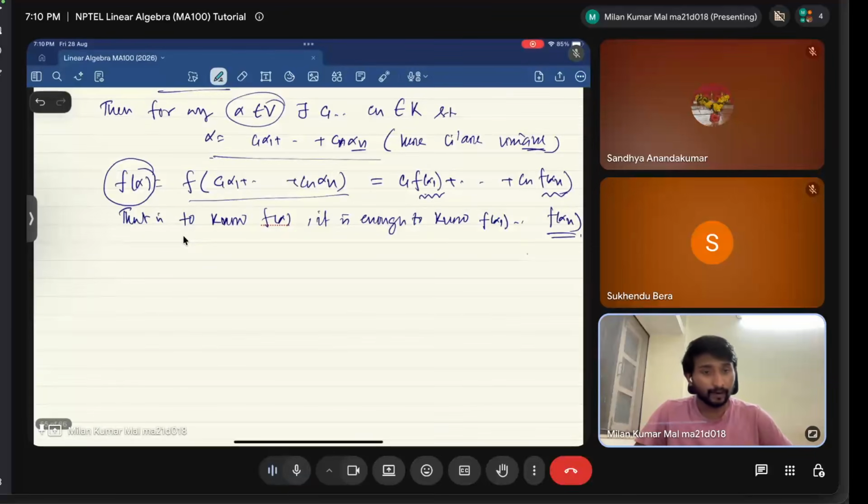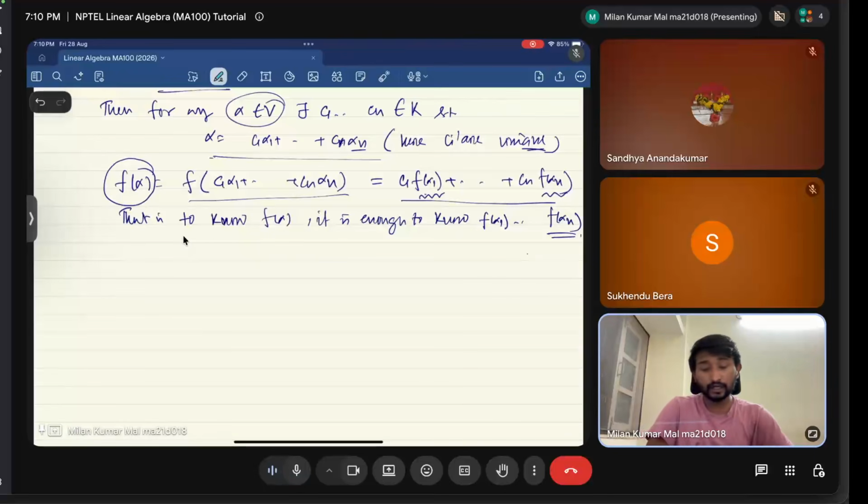So the advantage is that if V is a vector space and f is a linear transformation from the vector space V, then what is the advantage we are getting? If we know the value of the function f on a basis, that is alpha 1, alpha 2, alpha n, or any basis, then we know the value of the function on every element by taking this type of linear combination. Okay, that's the importance of linear transformation.